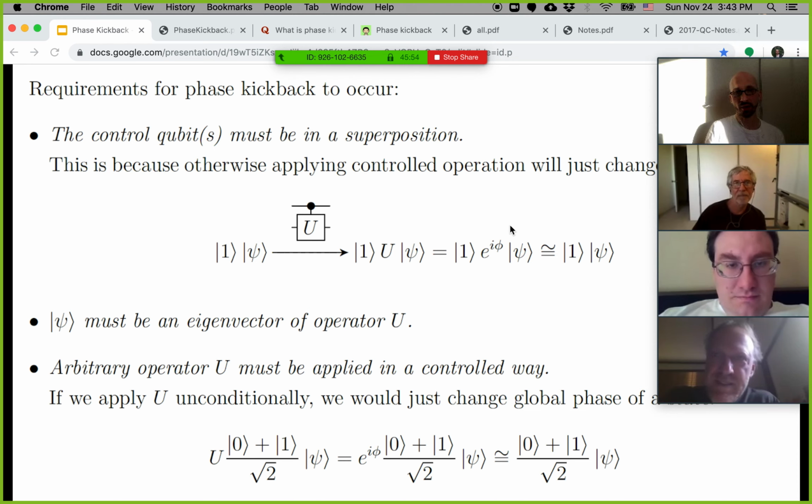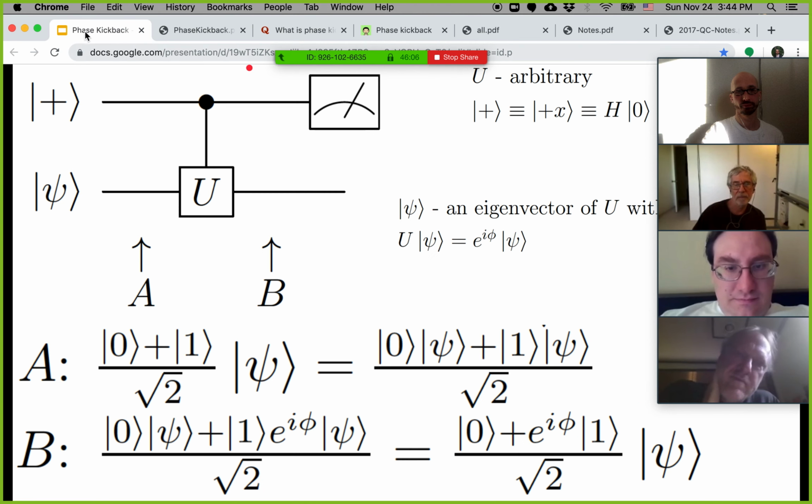Okay, so I came up with those three requirements: superposition, eigenvector, and controlled operation. The qubits have to be in some superposition, U has to be controlled, and psi has to be an eigenvector of U. An eigenvector of U, by the way, not of controlled U. It doesn't even make sense to be an eigenvector of controlled U, because this is one qubit, and controlled U is a 2-qubit operation. So just a little note that psi is an eigenvector of U.